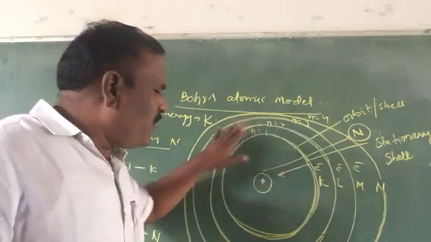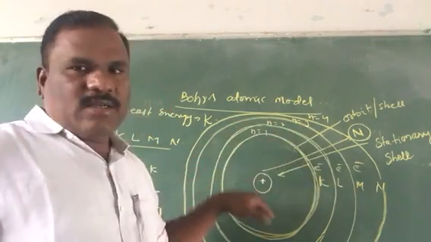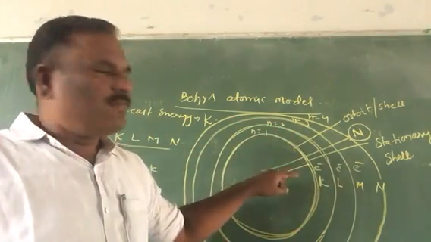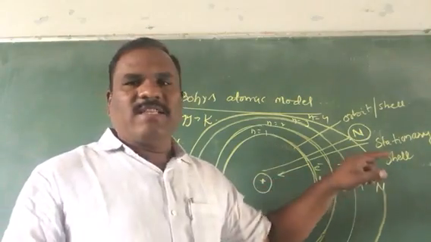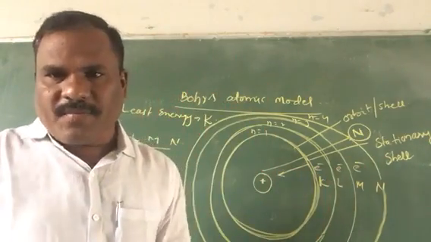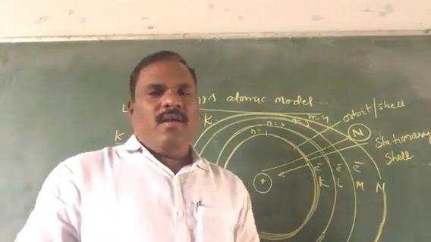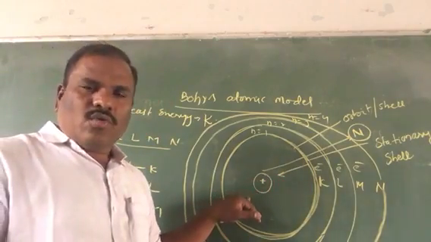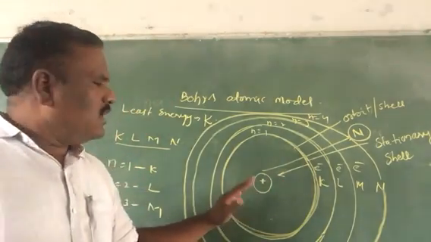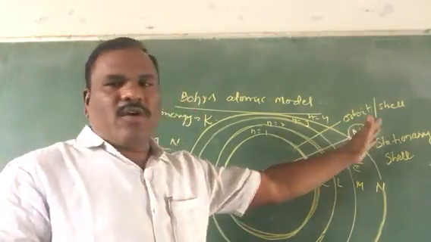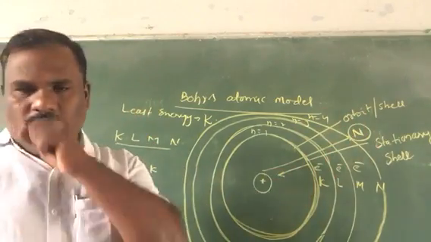Each and every shell or orbit is designated by the symbol K, L, M, N, with respect to n equal to 1, 2, 3, 4, etc. At the same time, the shell which is very close to the nucleus has the least energy, and the shell which is very far away from the nucleus has the highest energy.